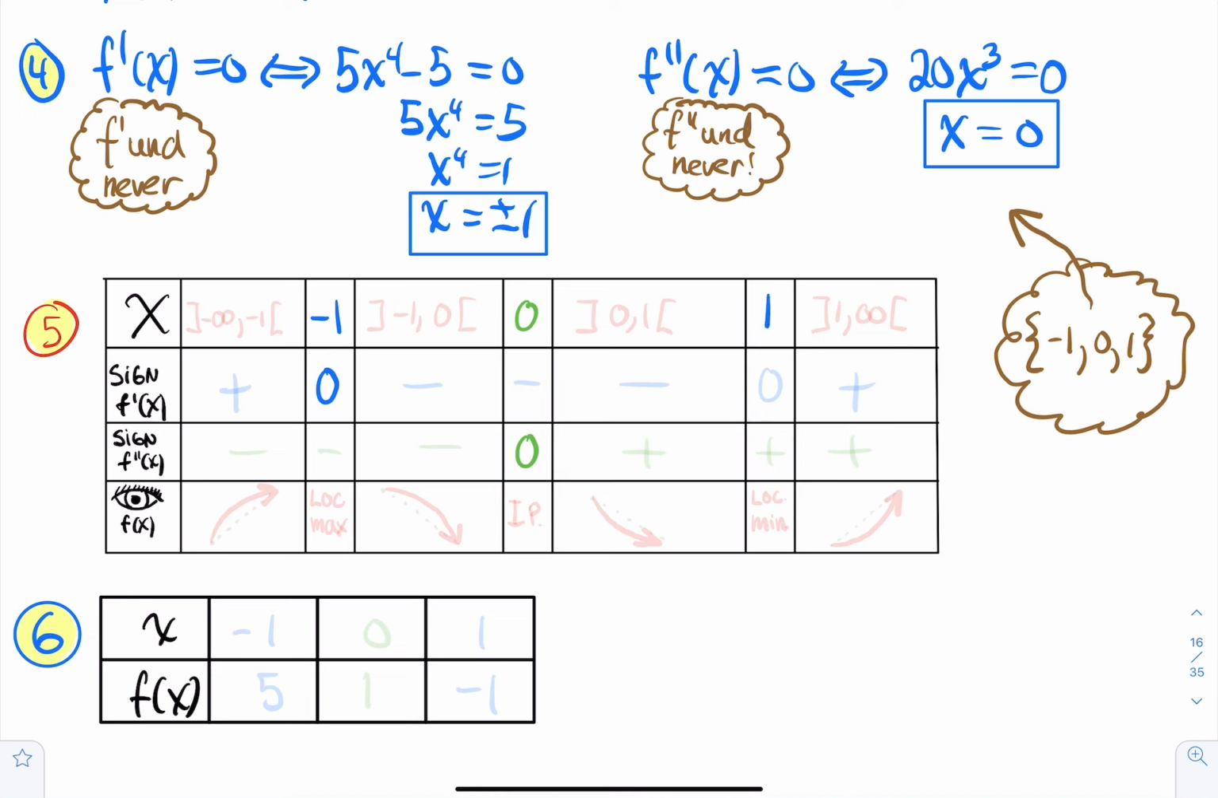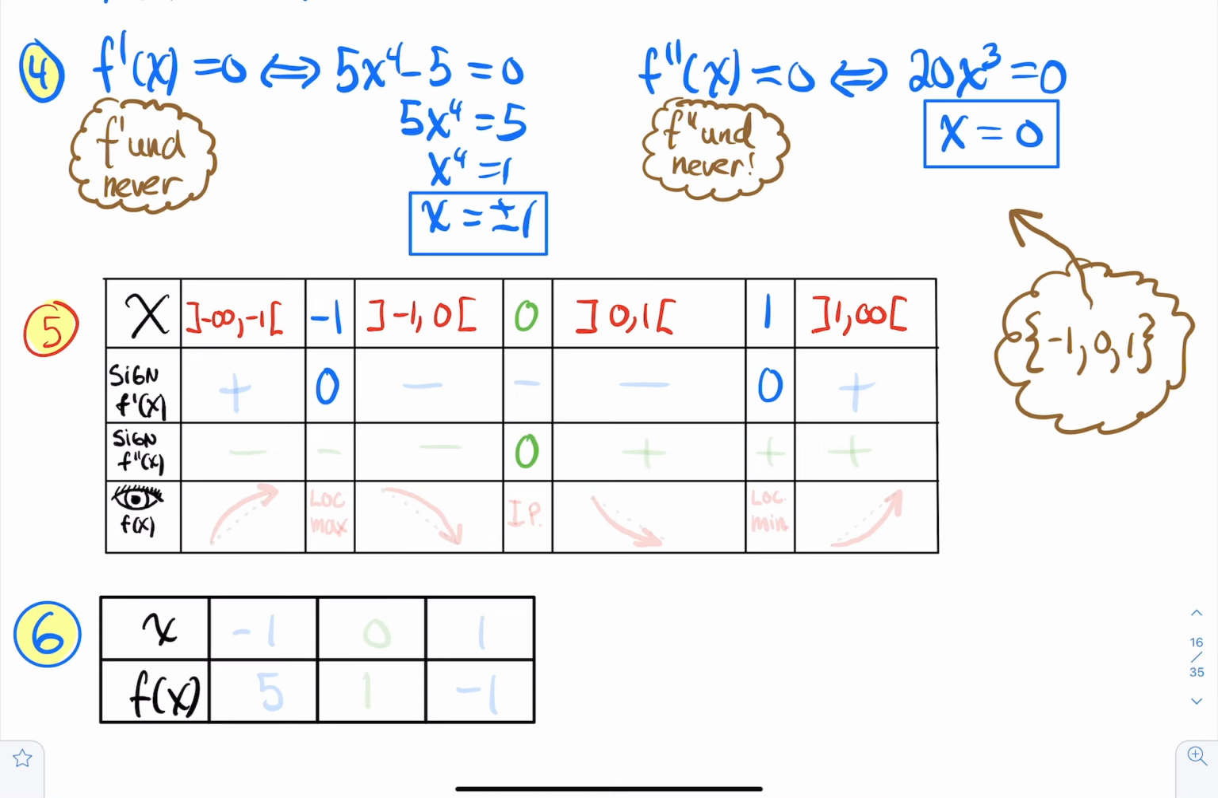And there's also 1. Why is 1 there? Because f prime is equal to 0. And now we wonder what's going on with that function in between these 3 important numbers. So before -1, that's the interval from -infinity to -1. Between -1 and 0, that's the interval -1 to 0. Between 0 and 1, there's the interval 0 to 1. And then from 1 to infinity, or after 1, it's the interval 1 to infinity.